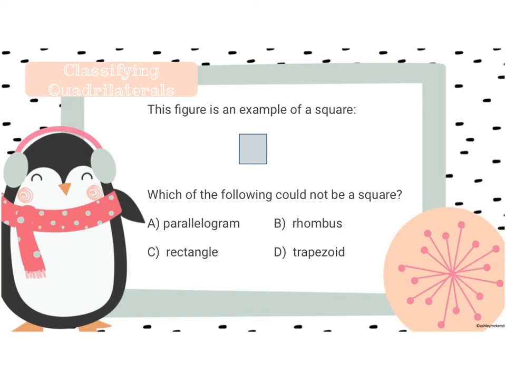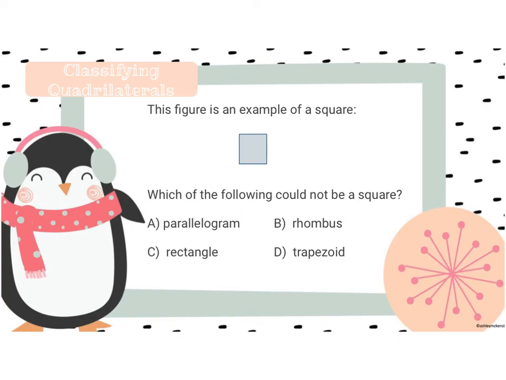This figure is an example of a square. Which of the following could not be a square? This is what I was talking about earlier. A square can be a parallelogram, but a parallelogram cannot be a square. So what would you pick? Trapezoid. Okay, which of the following cannot be a square?